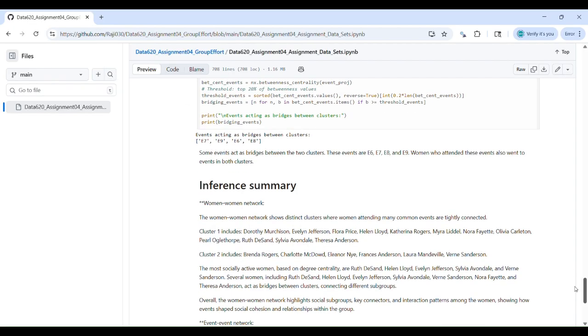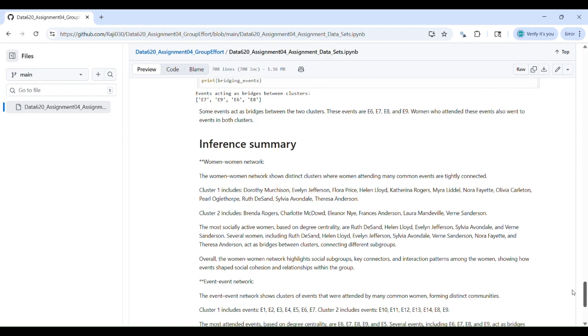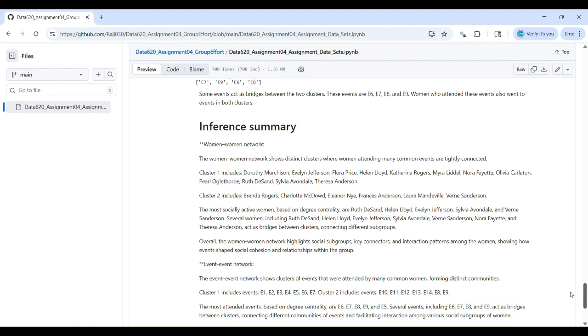So the next section is about the inference summary, and my teammate Warner Alexis will discuss the rest of the section of this assignment. So right now I'm going to hand over the presentation to him.